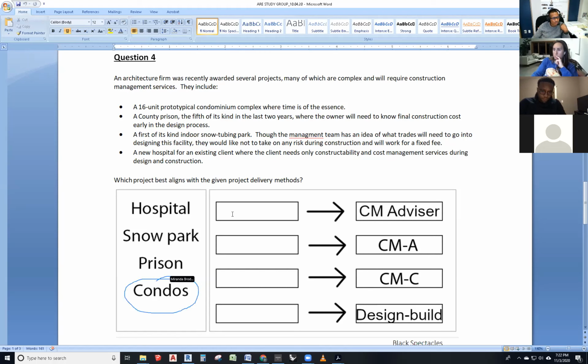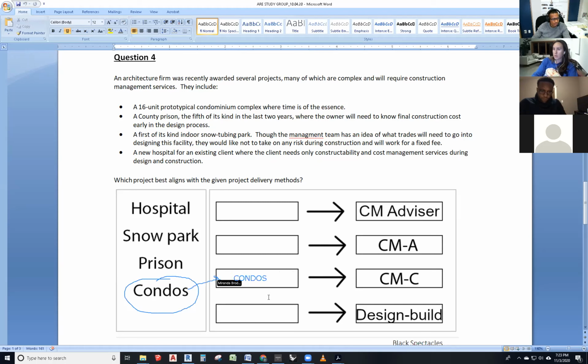I don't know. I don't want to give it a try. So time is of the essence, which one do you think would be the fastest delivery method? So the CMA is construction manager as architect, contract, and then construction manager, contractor. Okay, so that would be construction manager, contractor, because time is of the essence. So you want to do that one for the condos?